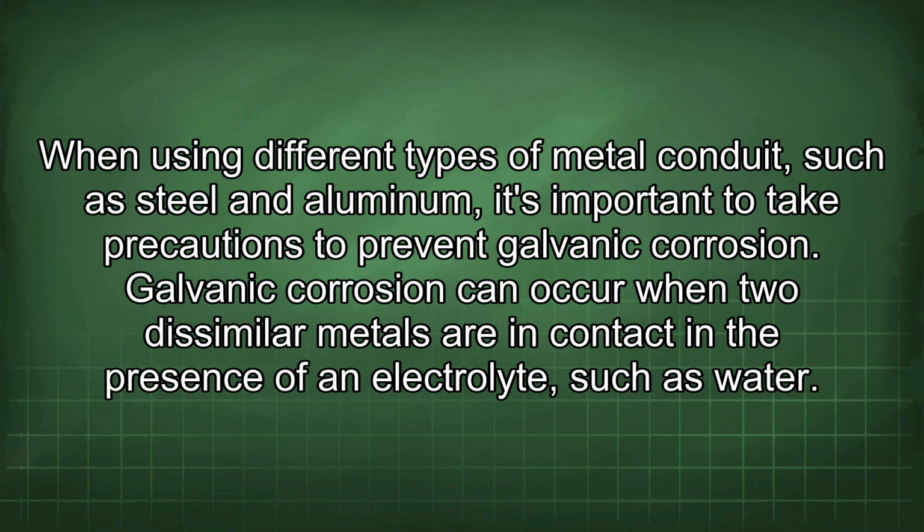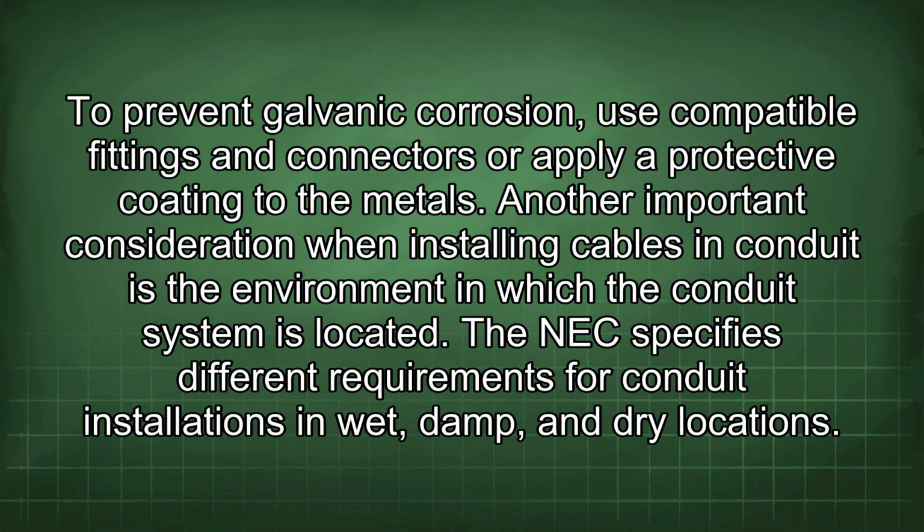When using different types of metal conduit, such as steel and aluminum, it's important to take precautions to prevent galvanic corrosion. Galvanic corrosion can occur when two dissimilar metals are in contact in the presence of an electrolyte, such as water. To prevent galvanic corrosion, use compatible fittings and connectors or apply a protective coating to the metals.